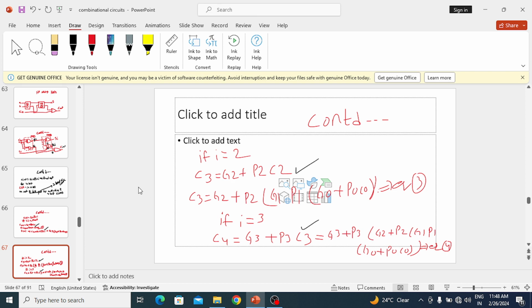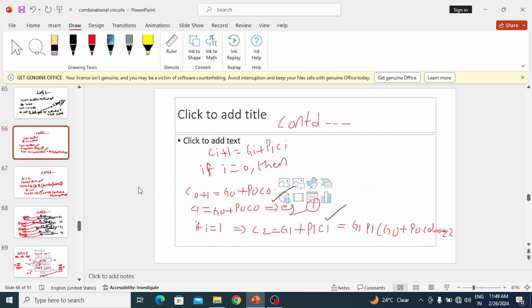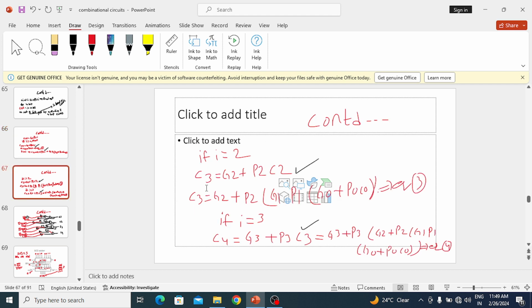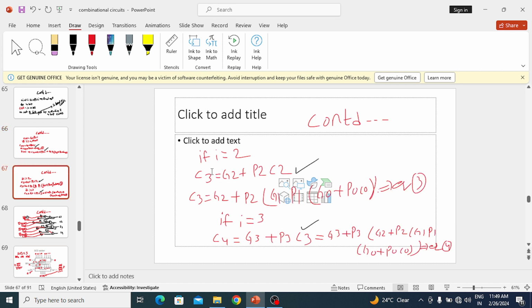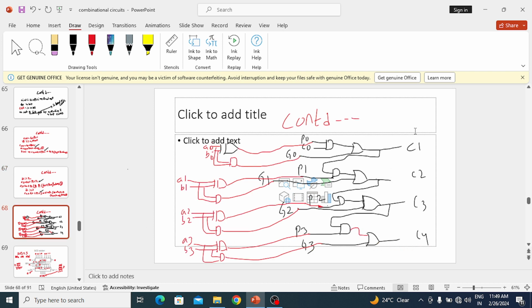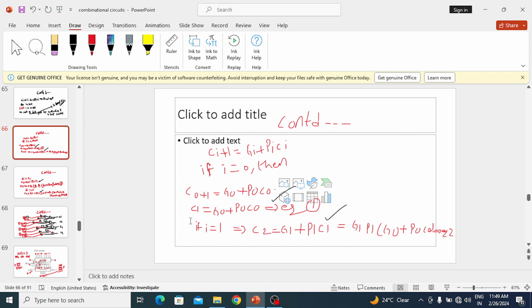Okay, right. So now how to draw the logic diagram? Easy. So what are my outputs? C1, C2, C3, C4. These are my outputs. So I will write outputs this side, C1, C2, C3, C4. So for C1, see what is the equation of C1? C1 is equal to G0 plus P0 C0. For this P0 C0 I need one AND gate, and for G0 and this I need one OR gate.